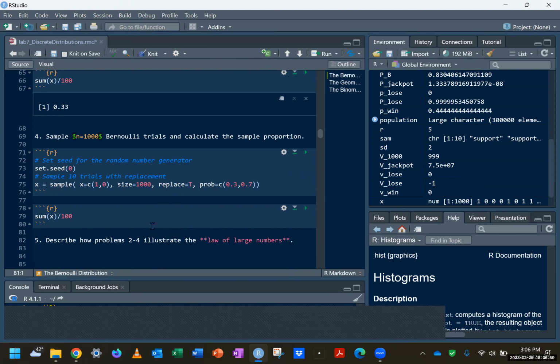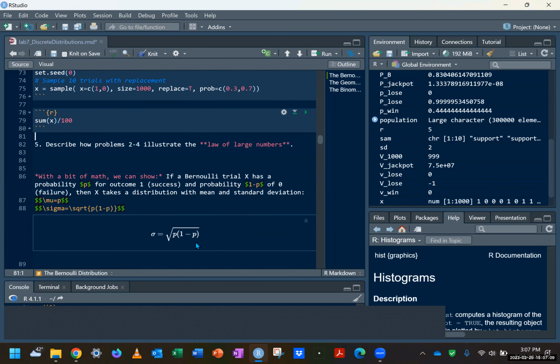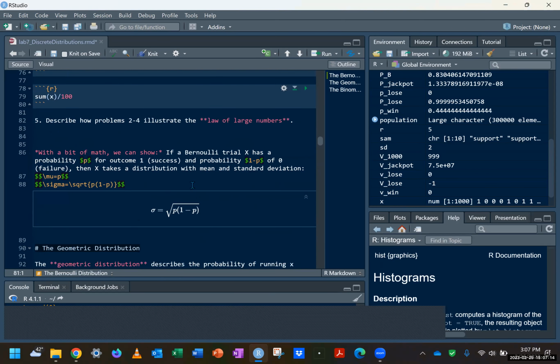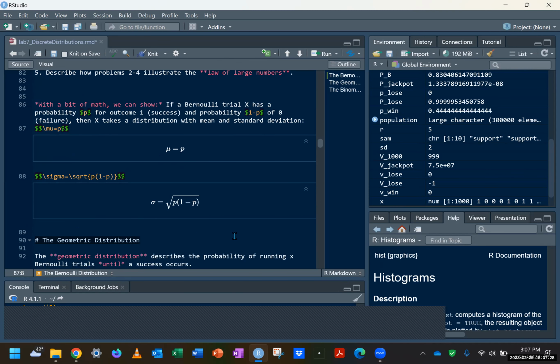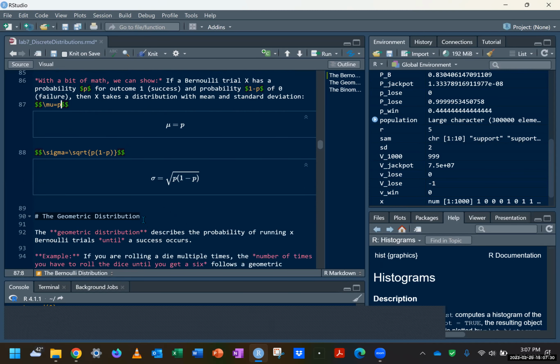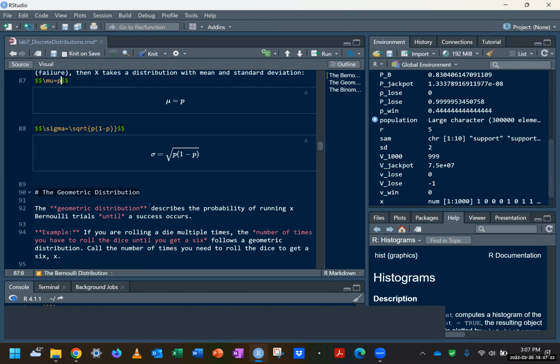This actually illustrates the law of large numbers, that the actual proportion of your sample gets closer and closer to your theoretical proportion as your numbers get bigger. So here's a formula. The mean of this distribution is the proportion of success. And the standard deviation ends up being this, which we'll use later, but for now it's just a formula to find out how far apart this data is spread.